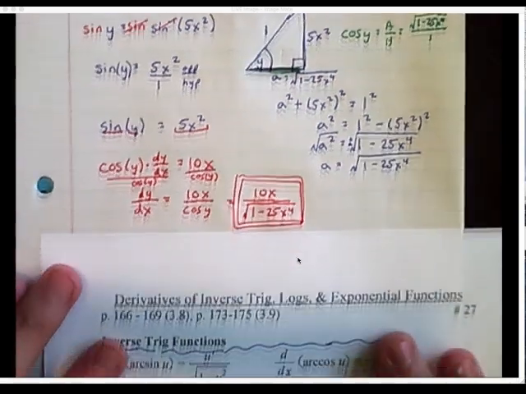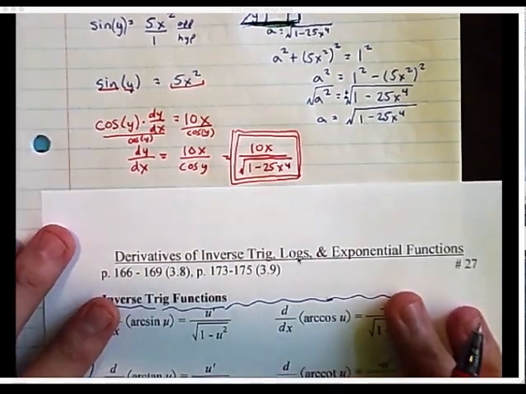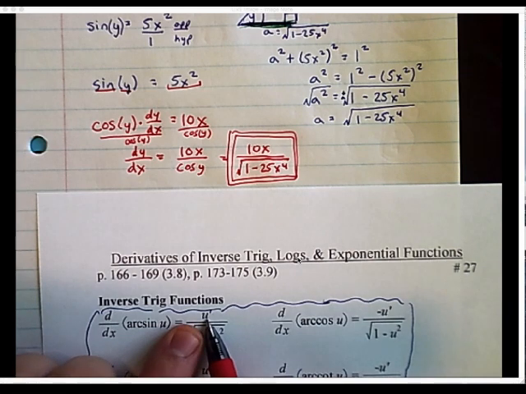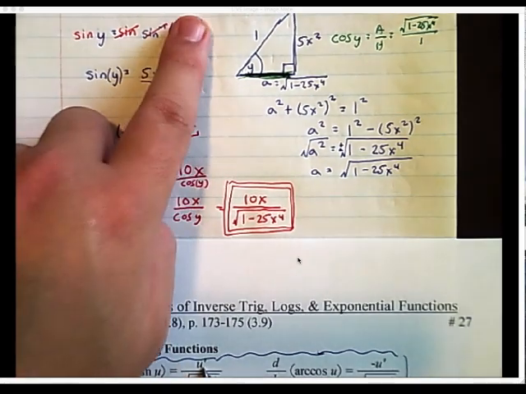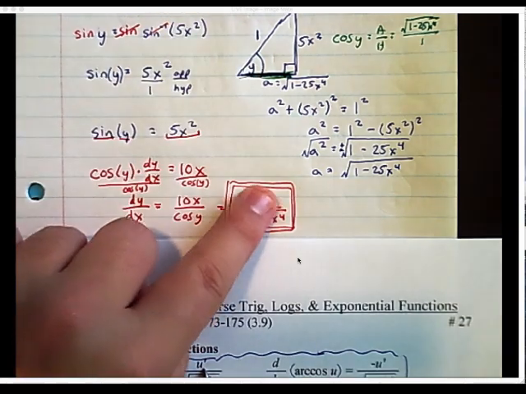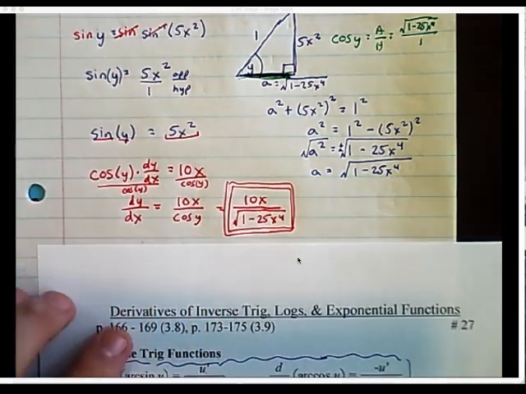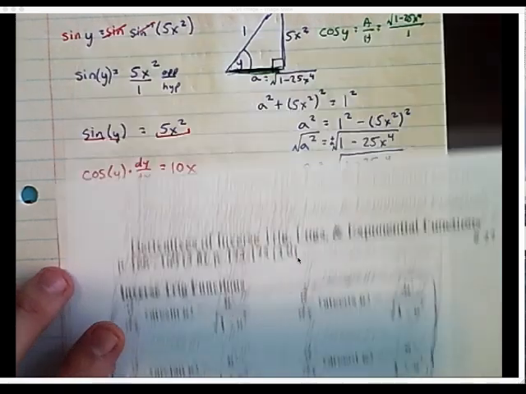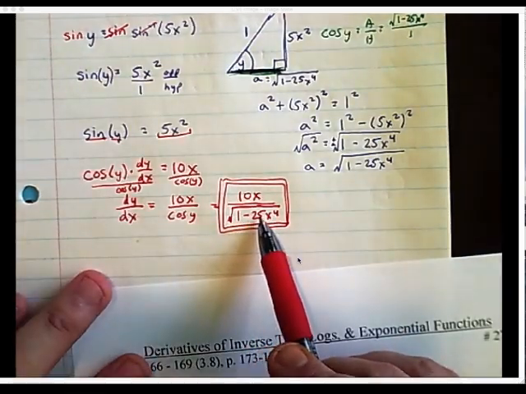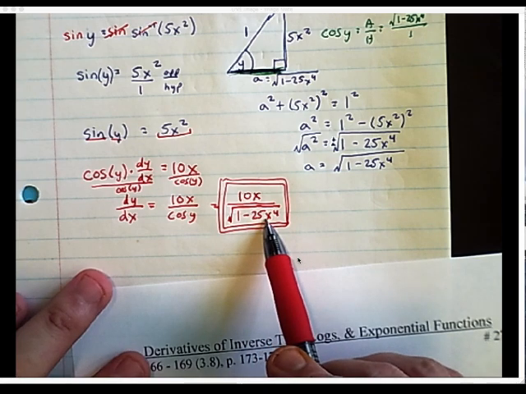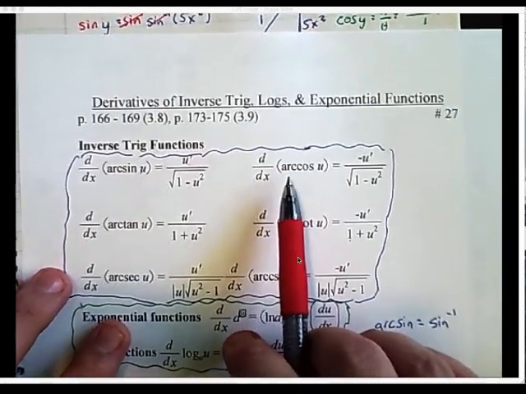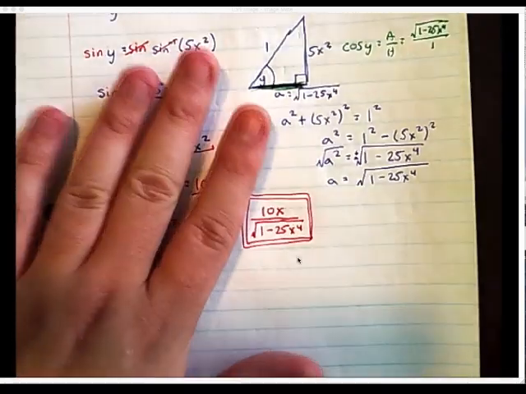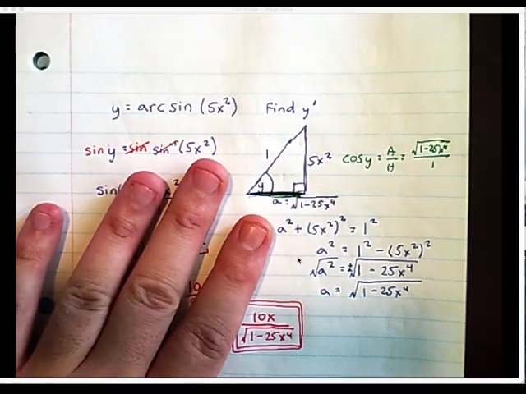Notice how it meets the same formula here. It says u prime. Look at the original problem. Here was the u, the derivative of that would be 10x over the square root of 1 minus u squared. 1 minus 5x squared quantity squared is this. So what I do, I don't memorize these. I just apply these rules when I need them.